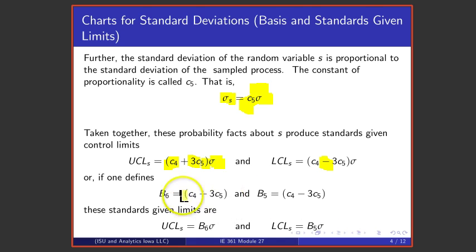If one adds together c4 and 3 c5, one can rewrite that upper control limit for S as a constant called big B6 times sigma, and similarly, if one writes little c4 minus 3 little c5 as big B5, then the lower control limit for a standard deviation is big B5 times sigma.